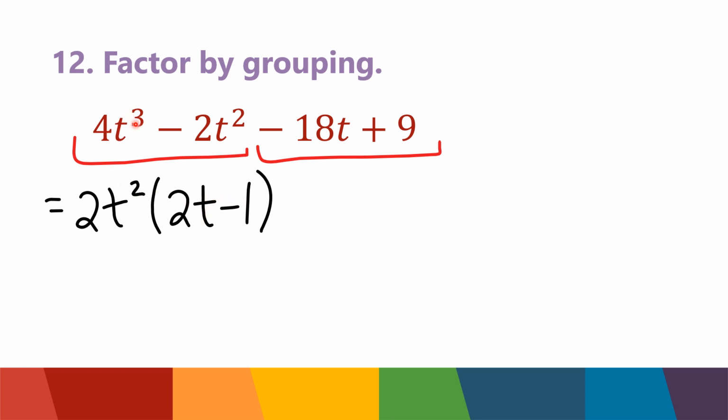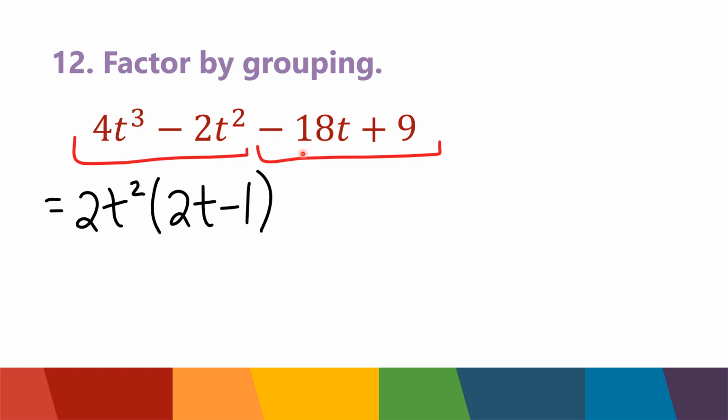All right, so 4t cubed divided by 2t squared. 4 divided by 2 is 2. 3 t's take away 2 t's leaves you with 1 t. And then negative 2 divided by 2 is negative 1. T squared divided by t squared is, those cancel, so no t's.